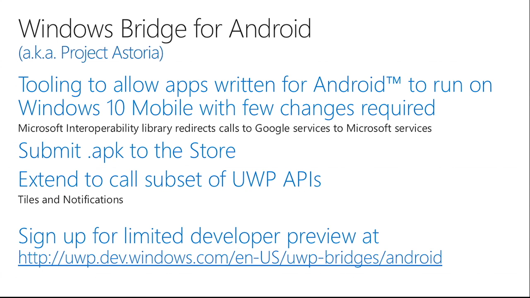So the Windows bridge for Android, otherwise it's known as Project Astoria. This is tooling to allow apps written for Android to run on Windows 10 mobile, so not desktop, but on phones with few changes required. There's a sign up for a limited developer preview at that site, and at the moment we're inviting developers in and asking them to work with us to run their APKs through our tools and help figure out how to get towards shipping as soon as possible.